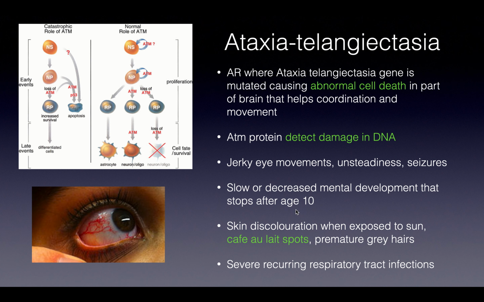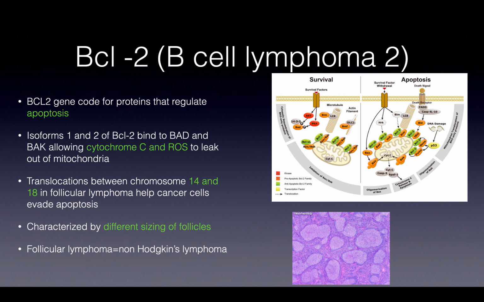So unfortunately, this presents young, and there is slow or decreased mental development that stops after age 10. It's characterized by these café au lait spots after the child has been exposed to the sun, along with premature gray hairs. And these children generally die because of an opportunistic respiratory tract infection.